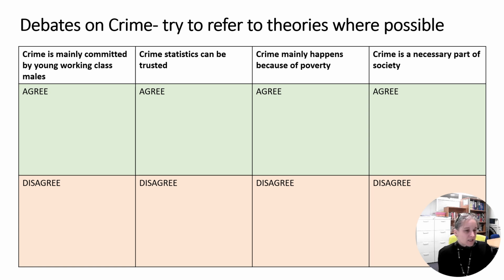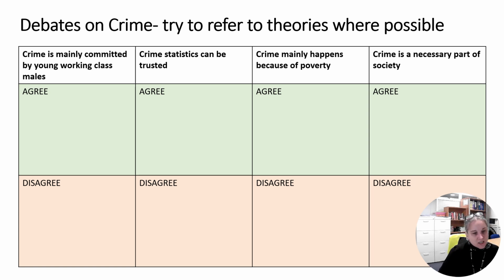Or crime statistics can be trusted. Do you agree? Crime mainly happens because of poverty. Do you agree? And of course it could be, instead of poverty, other things as well. Then crime is a necessary part of society. Do you agree? That's obviously a theory question. Which theories believe crime is necessary? Which theories believe that crime is actually not just unnecessary but unfair in who it affects more than others, is really what that's asking you.